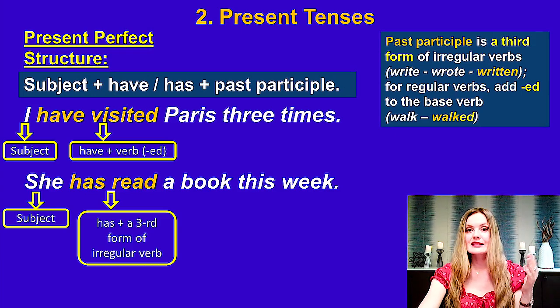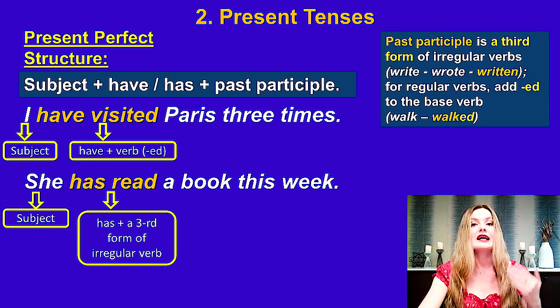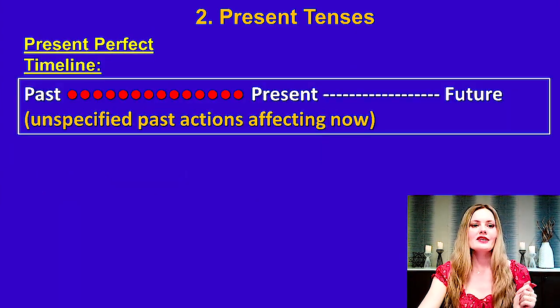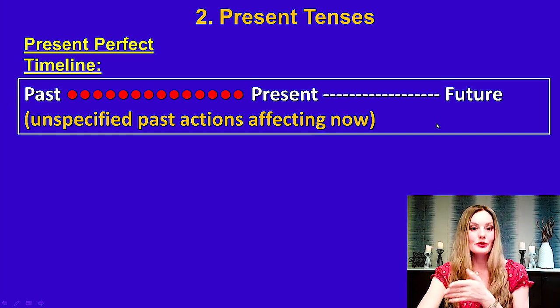To read is an irregular verb. That's why we should use the third form of it to form present perfect. She has read a book this week. Now let's take a look at this timeline. So we have past, present, and future.